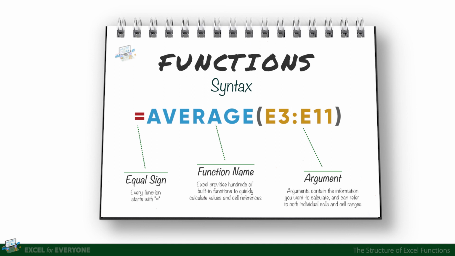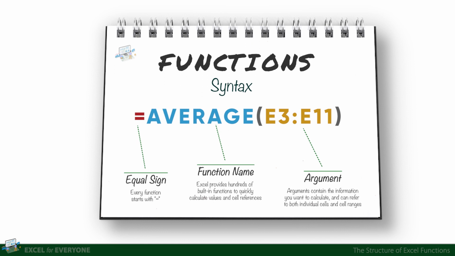Arguments contain the information you want to calculate and can refer to both individual cells or cell ranges. In this example, we are using one cell range argument. You may remember from a previous lesson that cell ranges are represented by the first and last cell reference with a colon in between. In this case, the range includes all the cells between E3 and E11. To use more than one argument, we need to separate them with a comma.